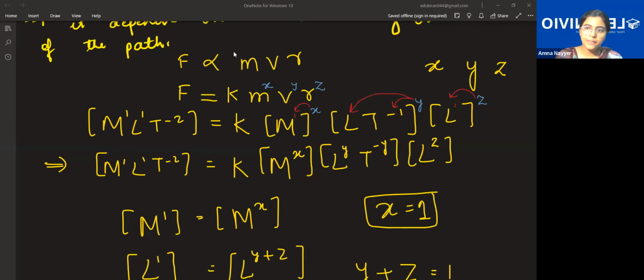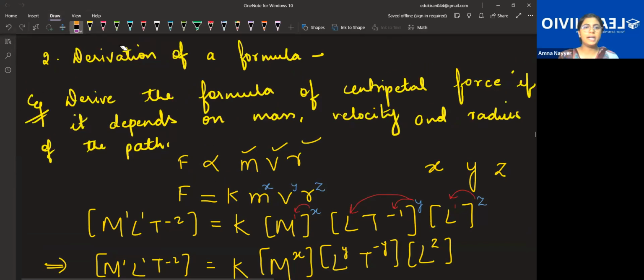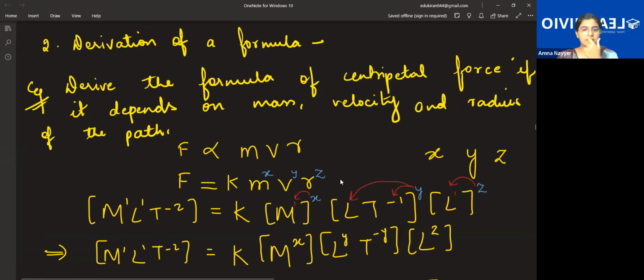Now, when we are talking about the writing of the formula, you will be having some parameters like force is dependent on mass, velocity, and radius, right? If this was given in the question, that derive the formula of force if it depends on mass, velocity, radius. This was already given, that they were depending on these. So what we do, we write x, y, z as the powers of these. Whatever variables are given. If only two variables are given, we'll just write x and y. If all three variables are given, we'll write x, y, and z.